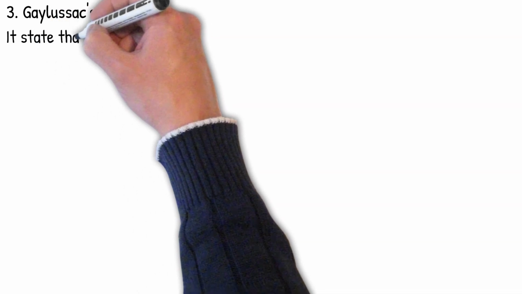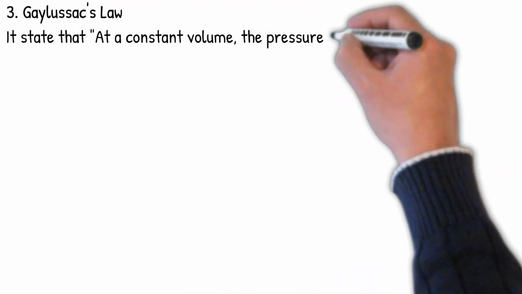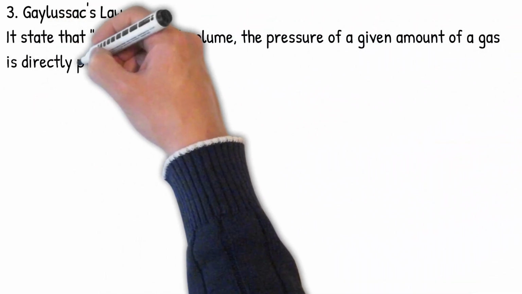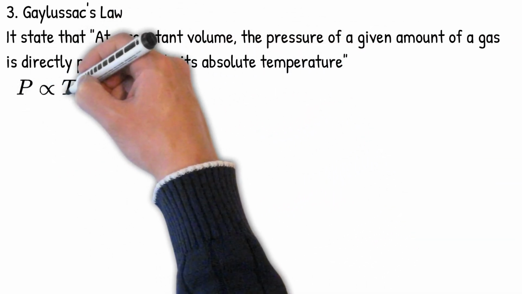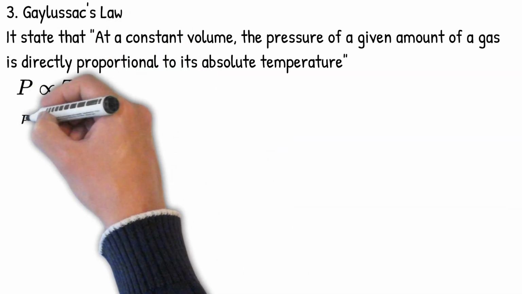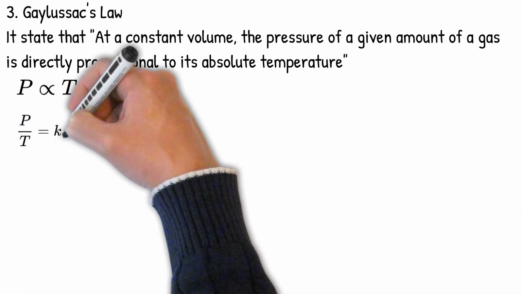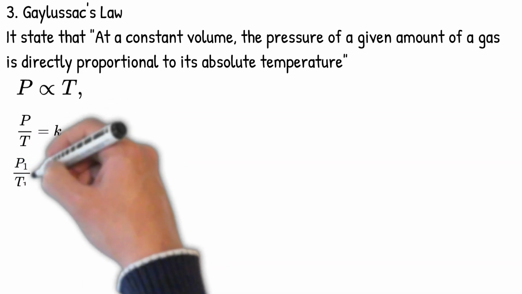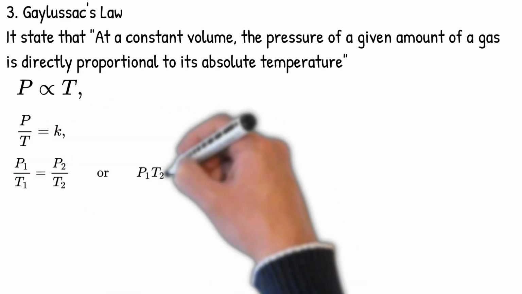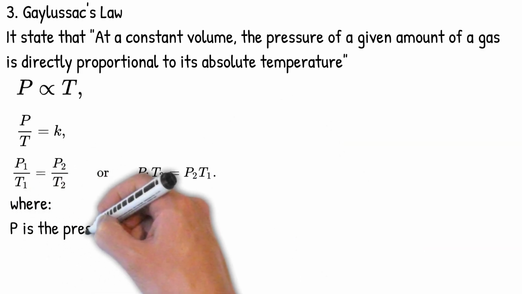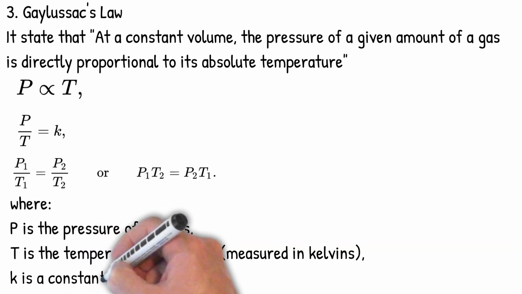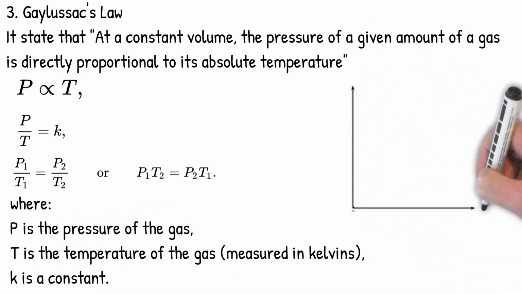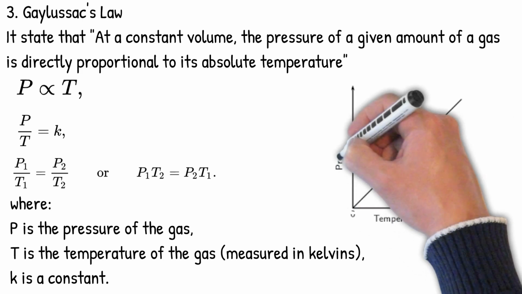Number 3. Gay-Lussac's law. It states that at a constant volume, the pressure of a given amount of a gas is directly proportional to its absolute temperature. Pressure is directly proportional to temperature. By removing the proportionality symbol, we introduce the constant K. Then the equation is modified into P1 over T1 equals P2 over T2, or P1 T2 equals P2 T1, where P is the pressure of a gas, T is the temperature of a gas measured in kelvins, and K is constant. The graph of pressure against temperature in Kelvin is a straight line passing through the origin.